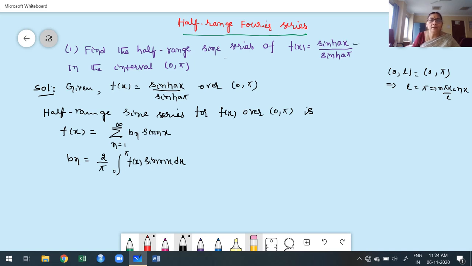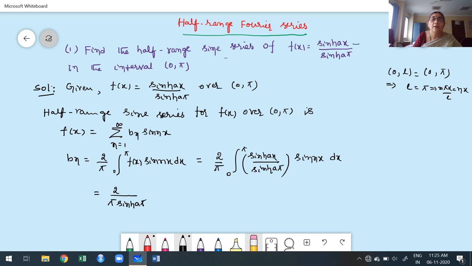In the next step, I want to find the value of f of x into sine nx, because they are expecting the half-range sine series, or Fourier sine series: 2 by pi, integral 0 to pi, of the function sinh(ax) divided by sinh(a pi), which is the given f of x, and then sine nx with respect to x. For my convenience, we are going to keep sinh(a pi), which is a constant, outside. In the next step, 2 by pi sinh(a pi), integral 0 to pi.